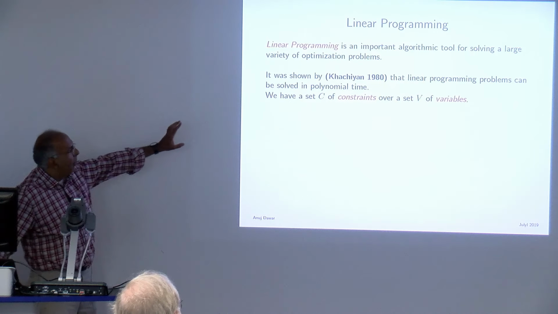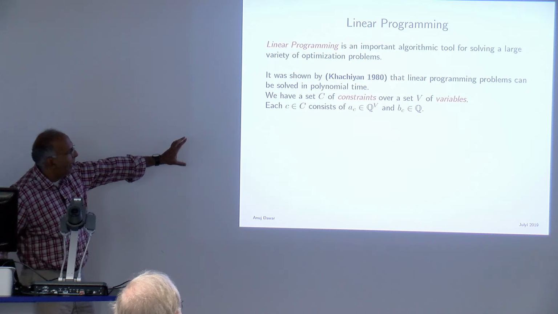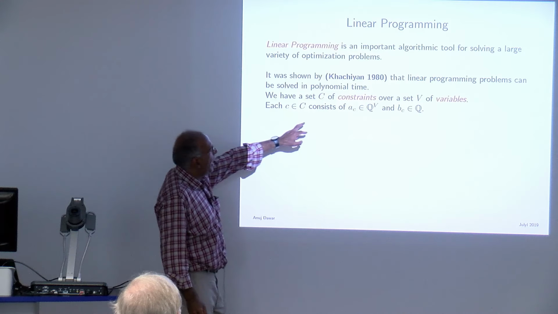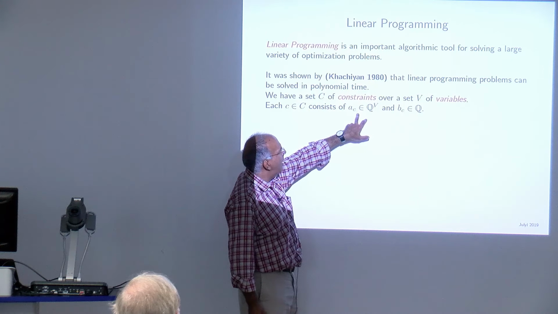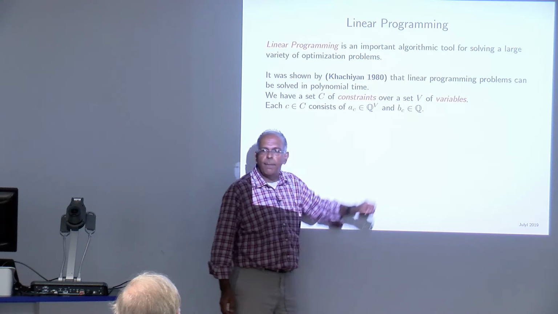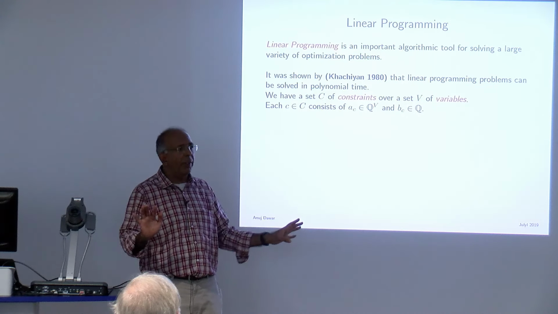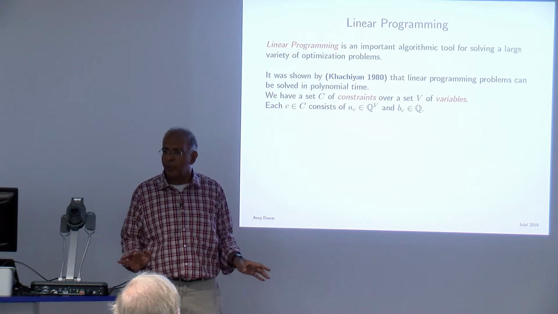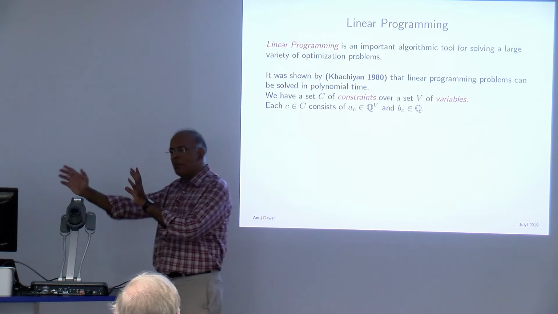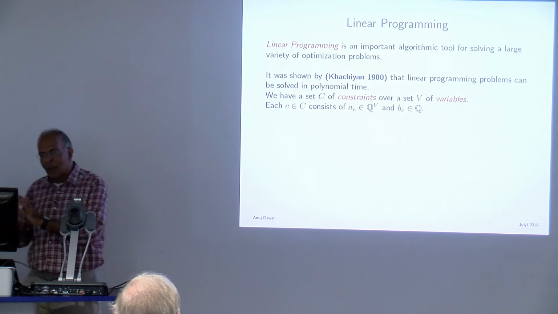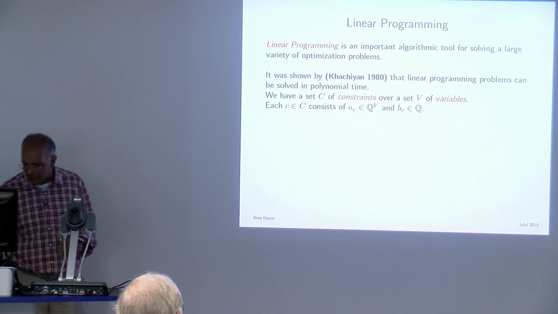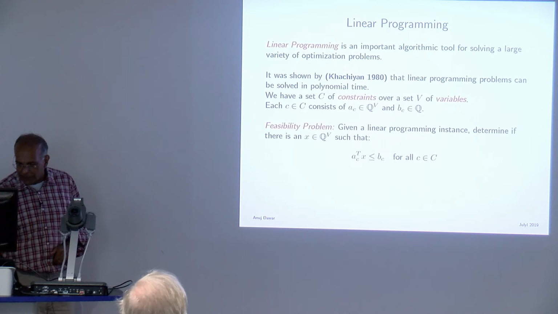So what is the problem? We have a collection of constraints and a collection of variables. Each constraint consists of a rational vector and a constant. I'm going to do everything over the rationals. Usually it's all formulated over the reals, but I really want to fix down the bit complexity of the input as well. So I'm going to treat it all as done over the rationals.